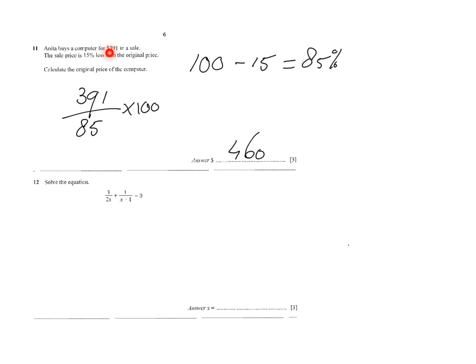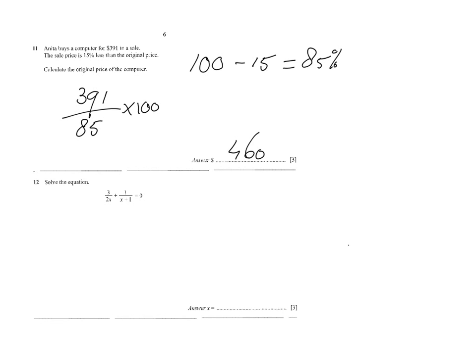So that 391 is the price after the discount. Okay? So it's 85% of the original price. So divided by 85 times 100, 460. Yeah? That's why it's worth 3 points, because you have to identify that and then work it out. Solve the equation again for 3 points.